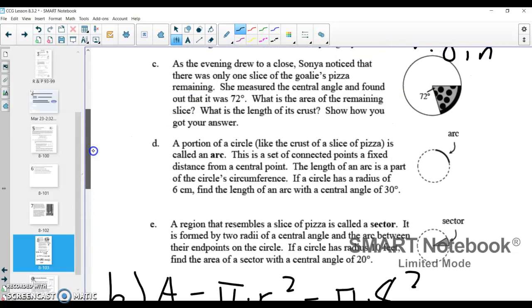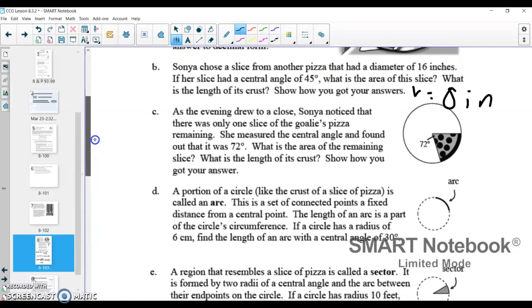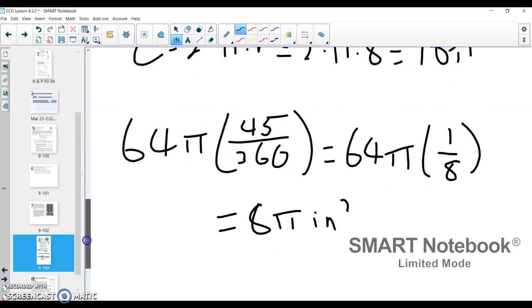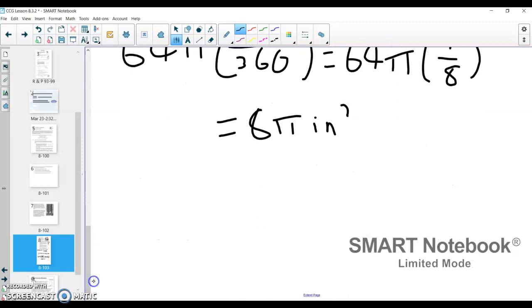And so when you're talking about hers, which says, what is the area of that slice? Well, it is 8 pi inches squared. Okay? And that's actually talking about sector, we'll get into that later. If we're talking about an arc or just the crust, we have to take the total circumference, which is 16 pi. We got to multiply that by the portion, which is 45 out of 360.